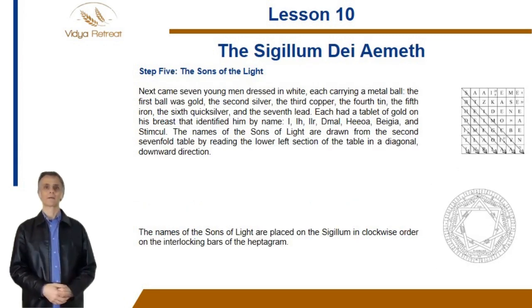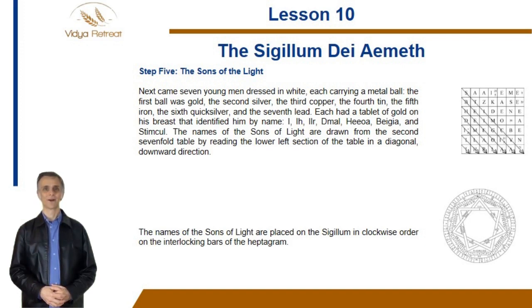Step 5. The Sons of the Light. Next came 7 young men dressed in white, each carrying a metal ball. The first ball was gold, the second silver, the third copper, the fourth tin, the fifth iron, the sixth quicksilver, and the seventh lead. Each had a tablet of gold on his breast that identified him by name: Illa, Dinal, Yewa, Baja, and Stimkel.